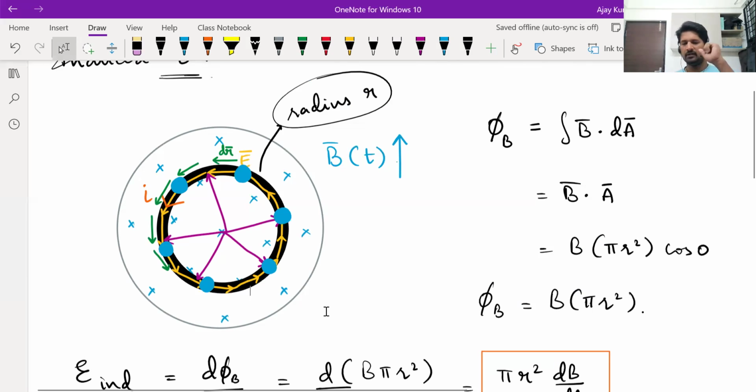And observe what we did. Our aim was to derive the induced electric field. And what we know so far in this chapter is to find out induced EMF. So to get electric field, what we did was we used EMF first. We derived the EMF first, and we used the relation between EMF, which is nothing but potential difference, and electric field.